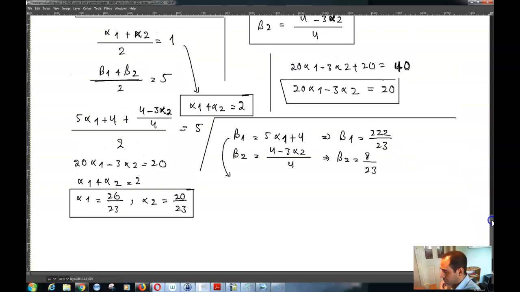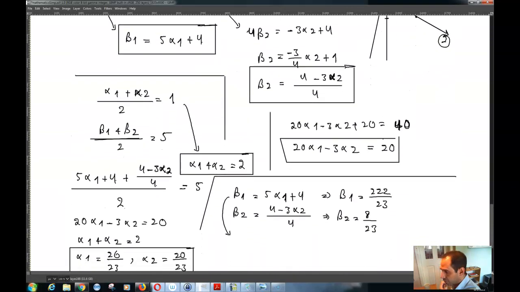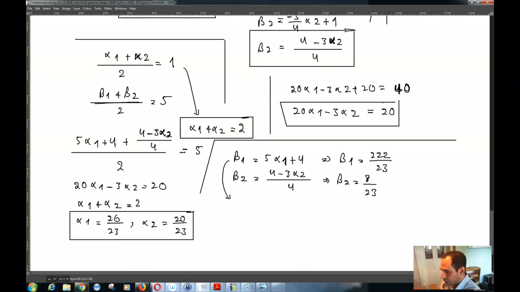Okay, so now basically what we need to do, we have beta 1, beta 2, alpha 1, alpha 2. So now we are looking for the equation of this line.